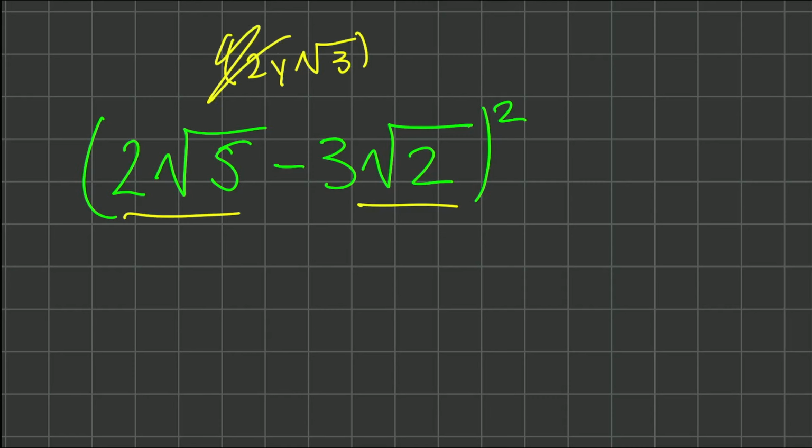If we're squaring this, we need to treat it like it's a polynomial, or in this case, a binomial. If we're squaring it, we need to treat it like it's a binomial. In order to do that, you have to follow our FOIL principle.